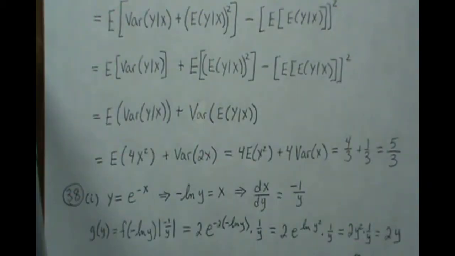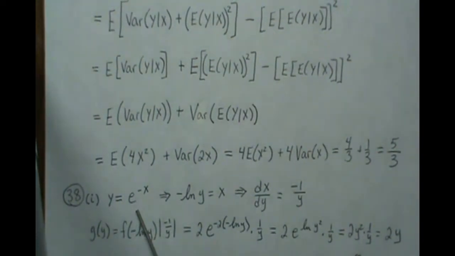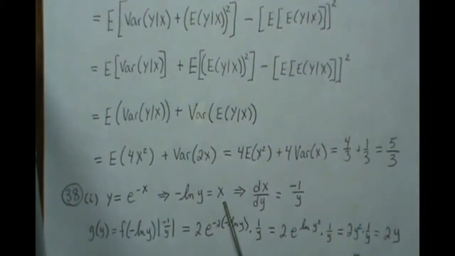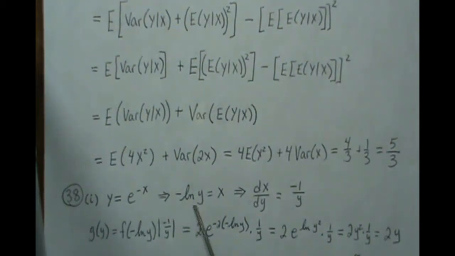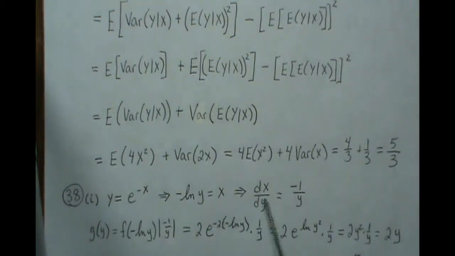Number 38, we're asked to find the density g of y, and we're going to do it a couple different ways. The first is we're going to let y equal e to the minus x as in the problem, and we solve for x, which is equal to minus log y. And the derivative, dx dy, is minus 1 over y.